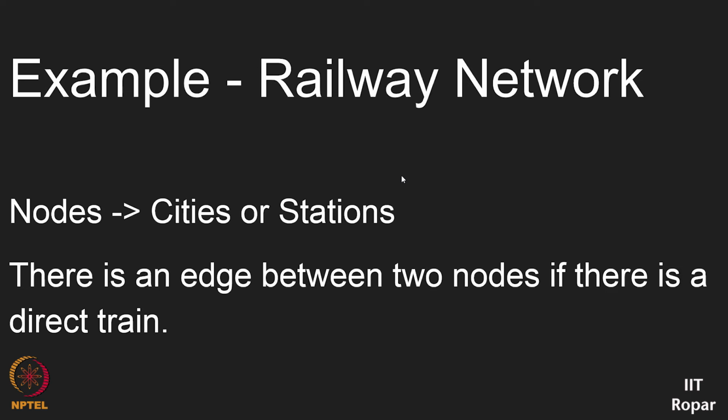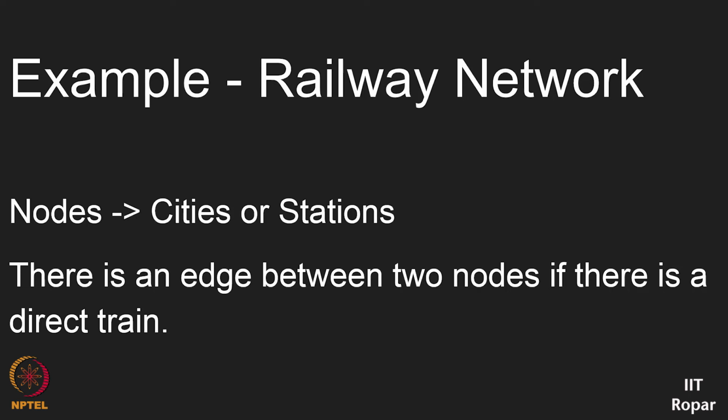Let us consider the railway network of the country. Let us get used to the terminologies nodes and edges. The nodes in this network are nothing but the cities or the stations, and the edges are laid if there is a direct train between the two cities. At least one direct train must be there, only then we will draw an edge. This is how we construct this railway network.